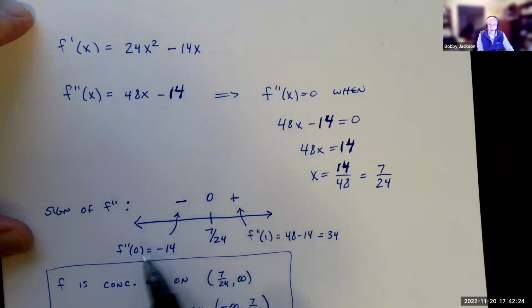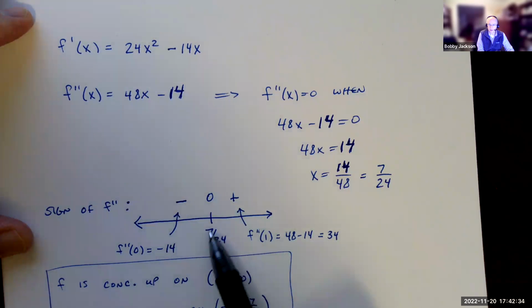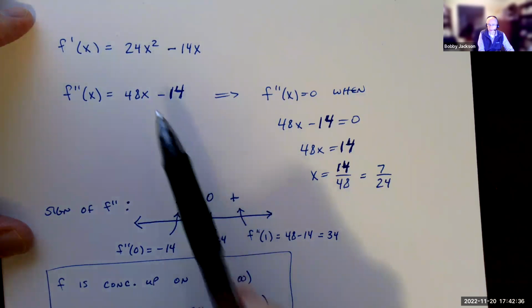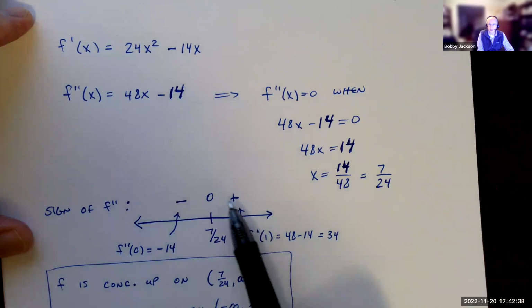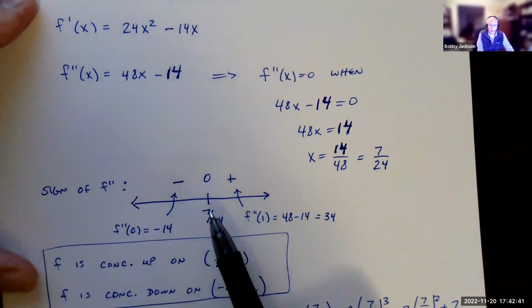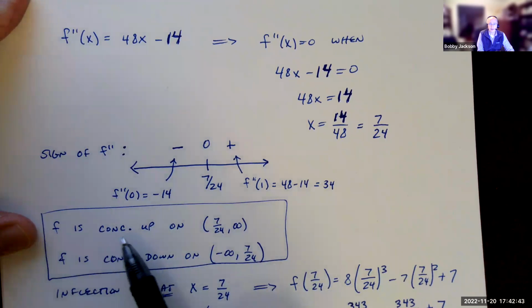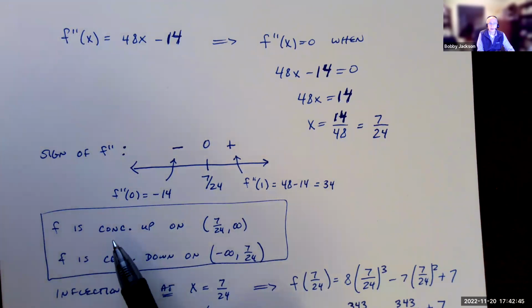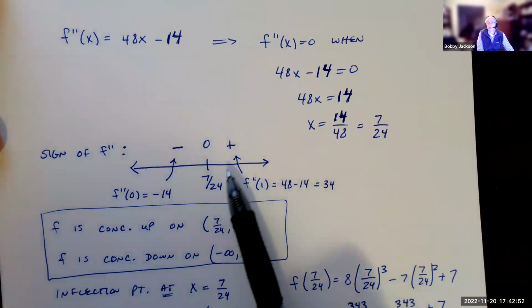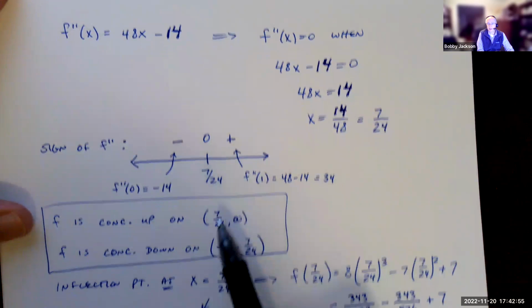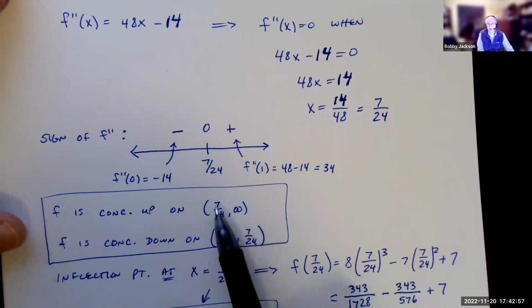And then I just check a value that's less than 7/24, like 0. If I plug 0 in, I'm going to get negative 14. Everything's negative here. I'm putting a negative for that. If I plug in something greater than 7/24, like 1, plug in x is 1, I get 34. It's positive. That means that the function is concave up, remember, when the derivative is increasing, which occurs when the second derivative is positive. So the second derivative is positive for values greater than 7/24. So on that interval, the function is concave up.